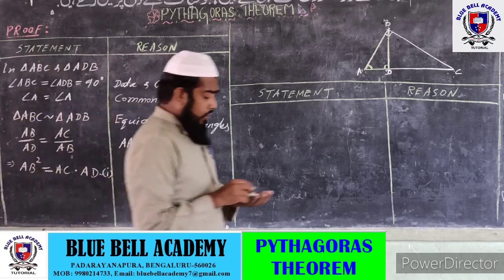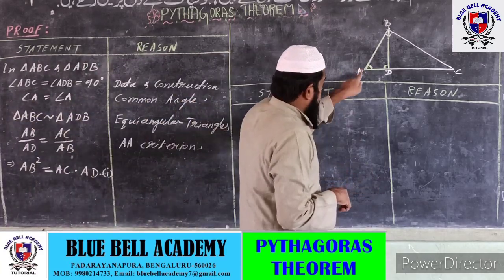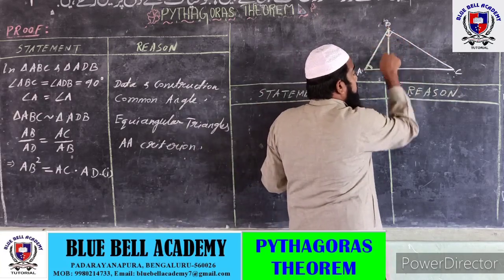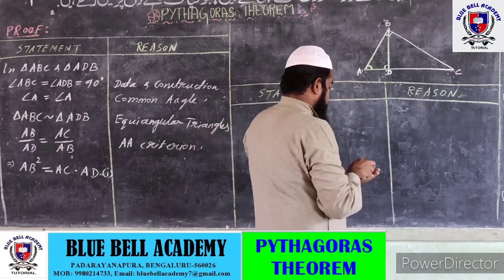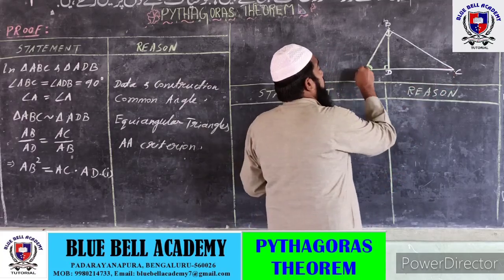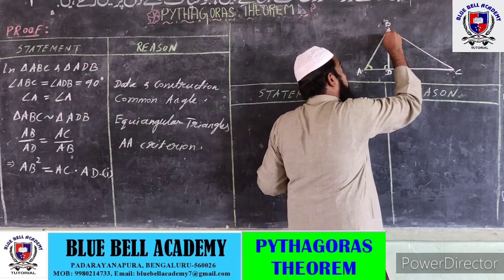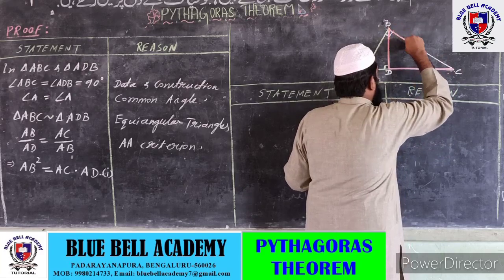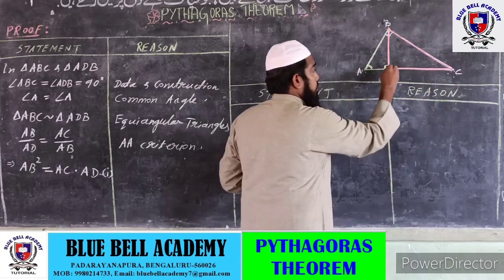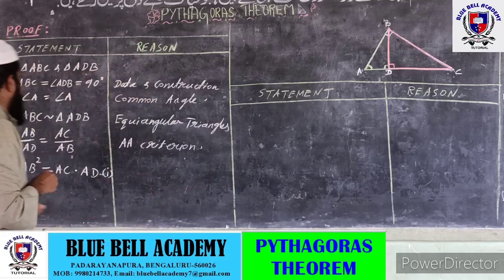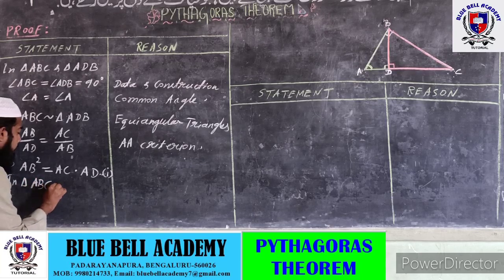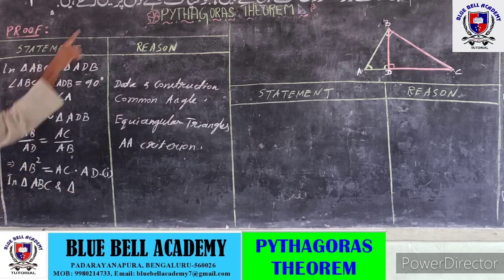Now we are going to compare the same triangle ABC with the other triangle that formed here, BDC. So for this I am going to compare the bigger triangle ABC with this red colored triangle BDC. Okay? So now I have to mention, in triangle ABC and triangle BDC.